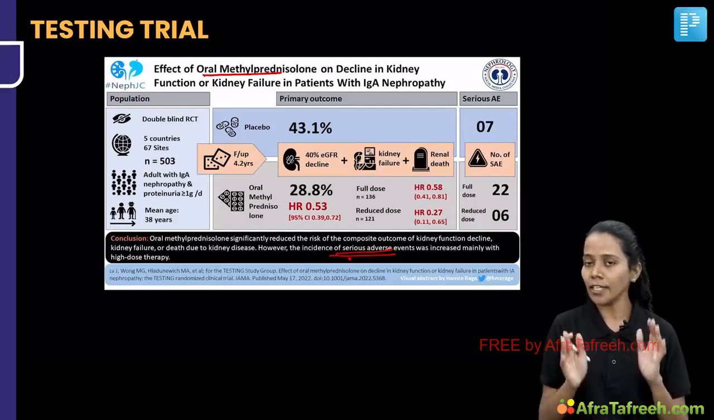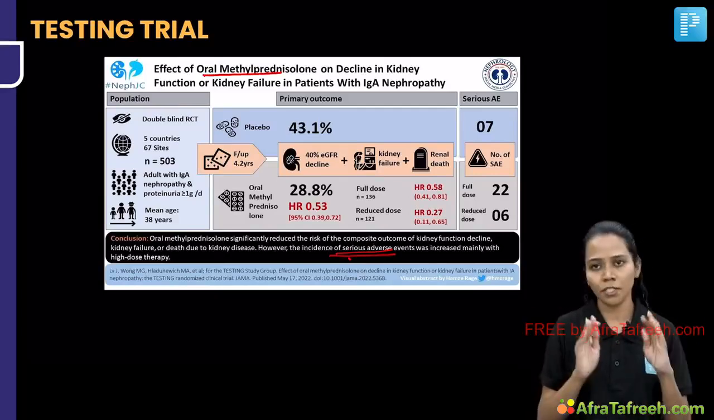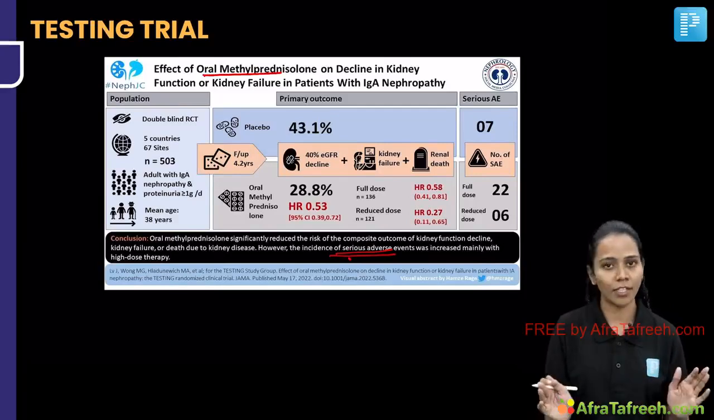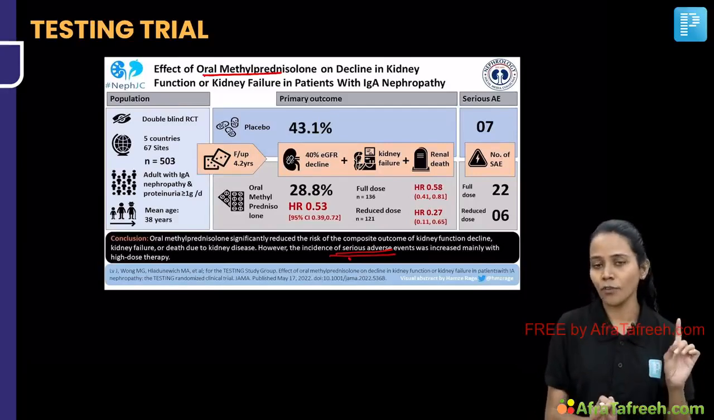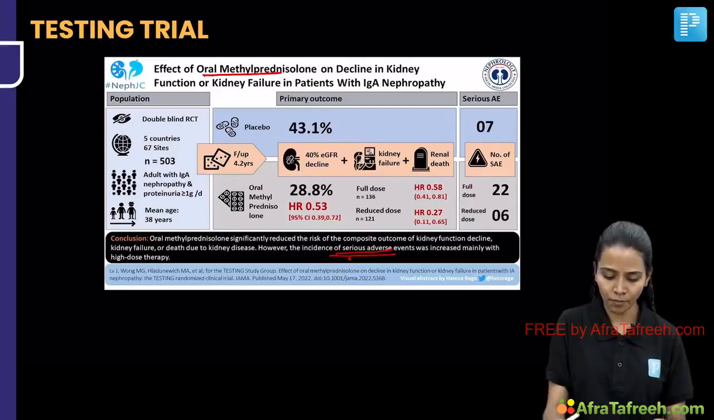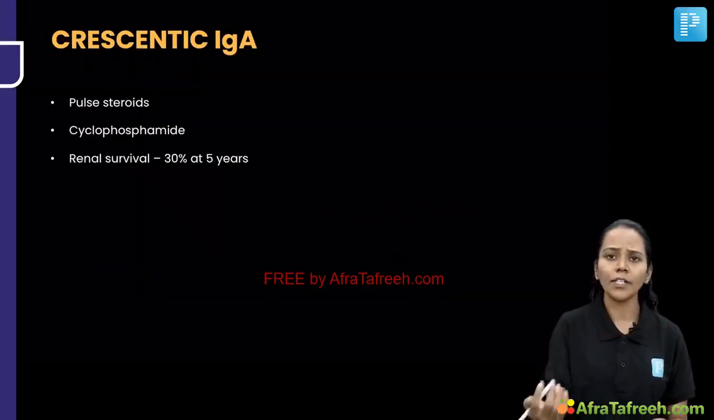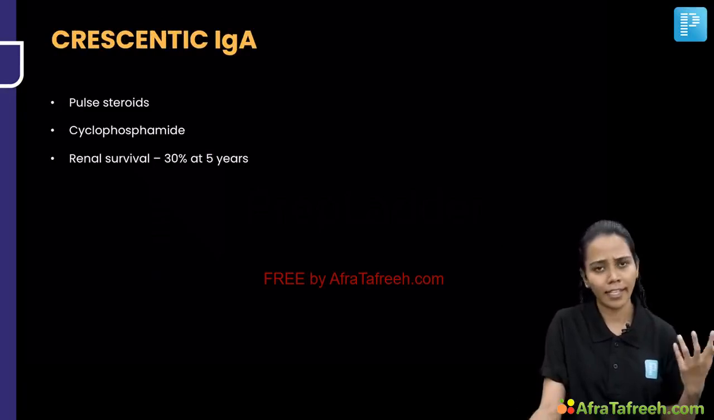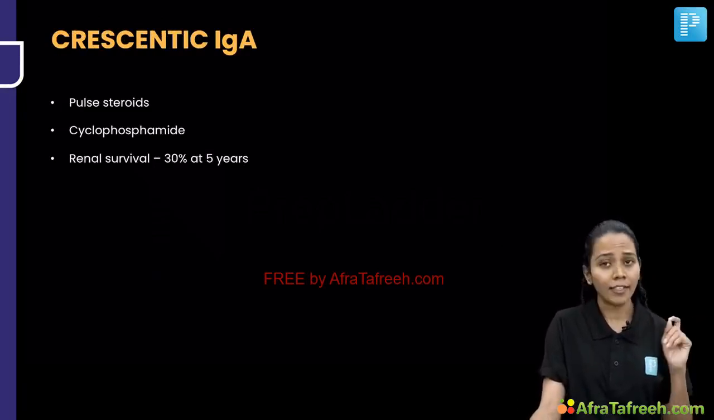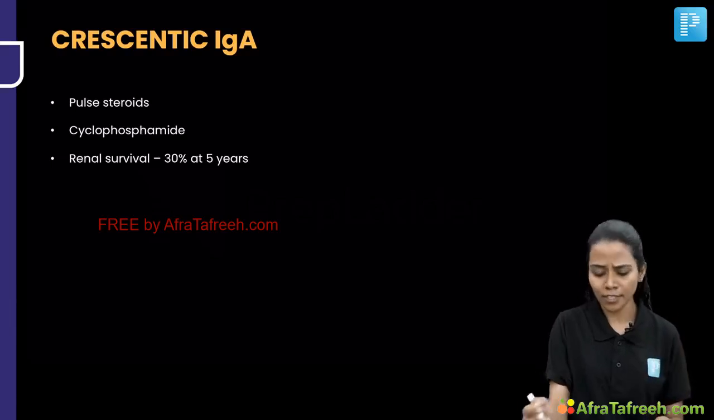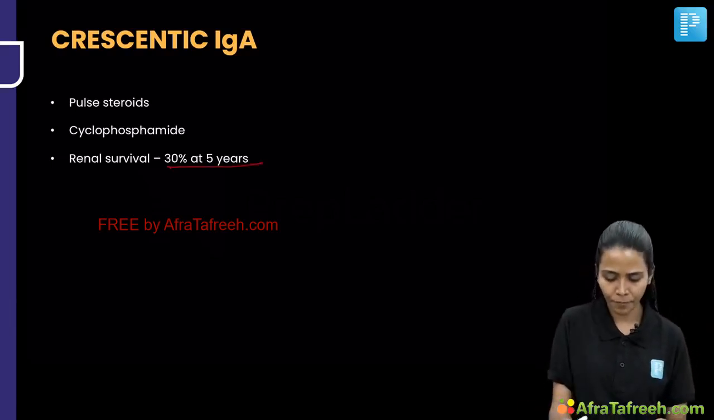So basically in IgA nephropathy, immunosuppression is just plus or minus. There are no heavy indications to give immunosuppression except for those two things that I told you. Okay. Now, coming to crescentic IgA, how will we manage this? Like any other RPGN, we will give pulse steroid, cyclophosphamide, and renal survival is very, very poor. It is 30% at 5 years.